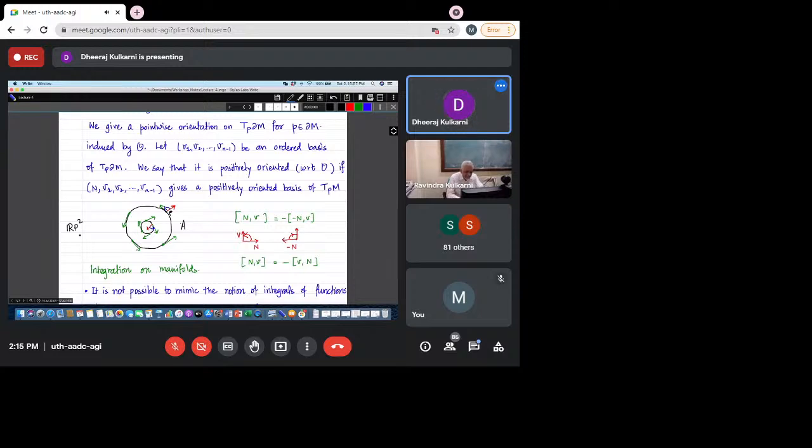So let me elaborate on that comment of Professor Kulkarni. It's a very interesting comment at this point of time. What he said is that this cannot be the boundary of a three manifold.